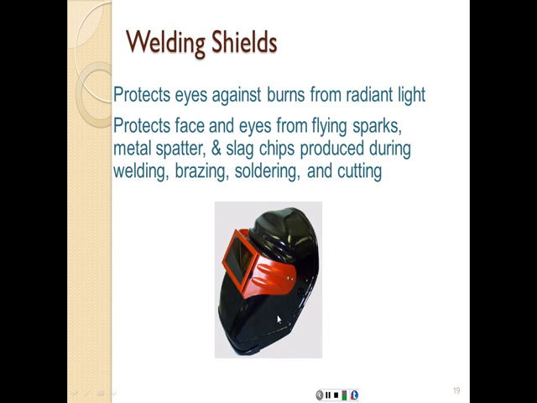Welding shields are a very specific type of face shields. They protect the eyes against burns from radiant light. They protect the face and eyes from flying sparks, metal spatter, and slag chips produced during welding, brazing, soldering, and cutting. So they're going to have a better impact resistance than the other face shields, and they're going to protect from the radiant light from these different operations.